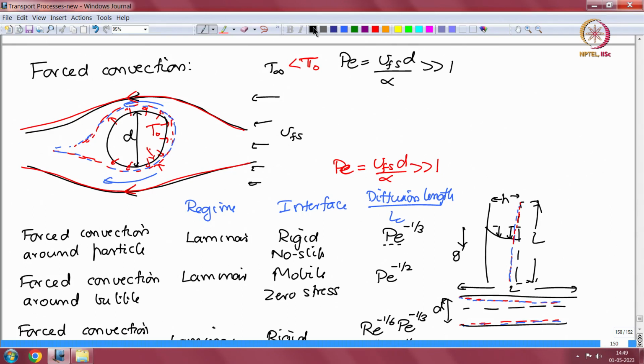And therefore, the characteristic diffusion length in this case is not the sphere diameter, but rather the thickness of this region over which diffusion is taking place. It is called the boundary layer thickness. The thickness of this region over which diffusion is taking place is the characteristic diffusion length in this case, and it is much smaller than the diameter of the sphere. So, obviously, the time it takes to establish a steady state over this length is also going to be much smaller than the time taken to establish a steady state over the diameter of the sphere.